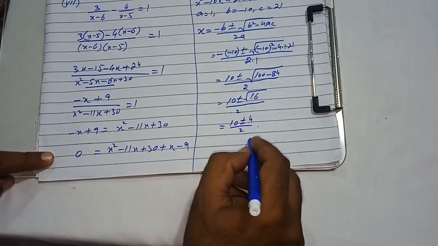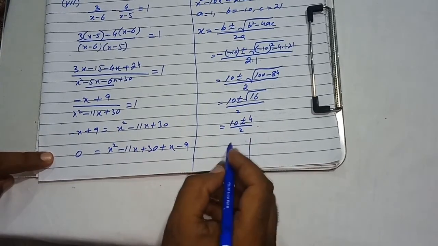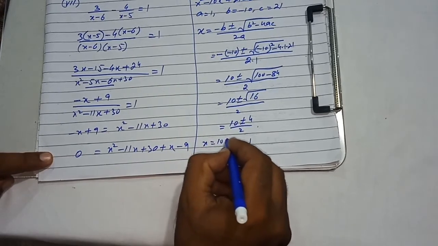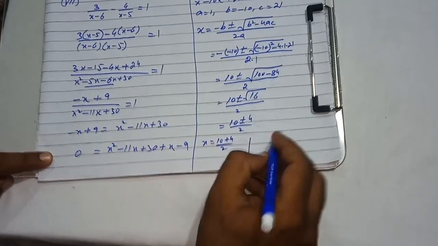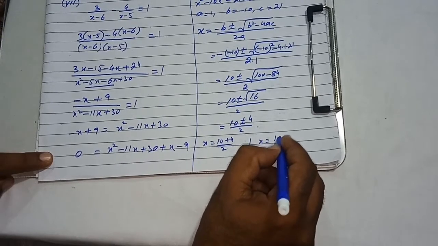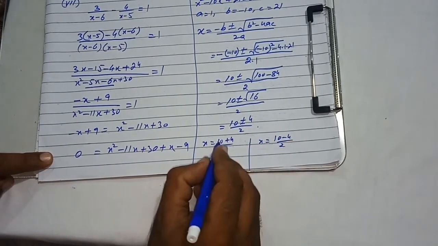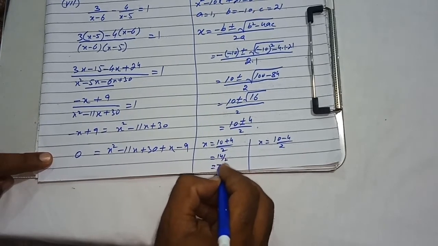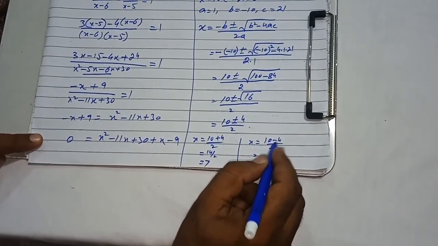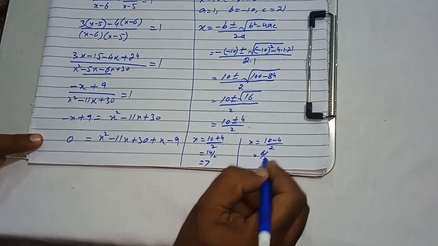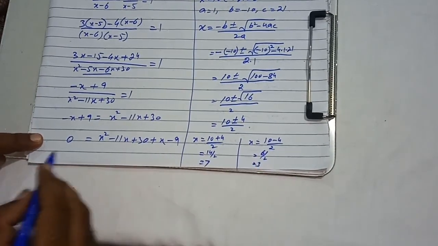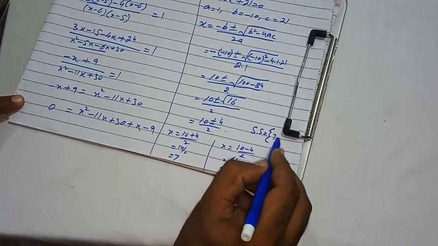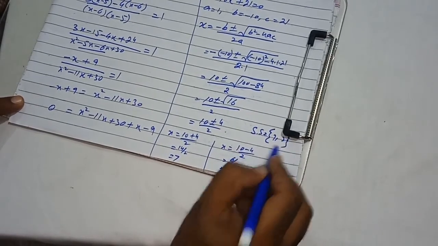Here I will write this number in two parts as x is equal to 10 plus 4 over 2, and x is equal to 10 minus 4 over 2. 10 plus 4 means 14 over 2, and we will get 7. And 10 minus 4 means 6 over 2, and we will get 3. So our solution set will be 7 and 3.